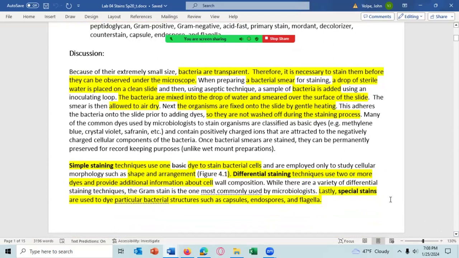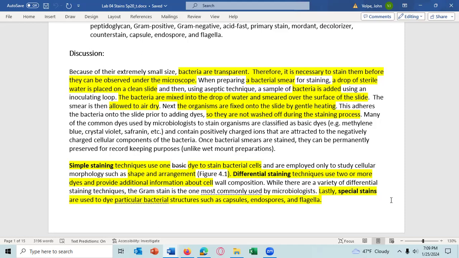All right, bacteria are essentially transparent. Therefore, in order to see them well under the microscope, they need to be stained. How you stain cells is first, you make a bacterial smear. How you make a bacterial smear is you put a drop of water on the slide. Then you add your cells in a loop, pretend this is a loop, and you only add a little bit of cells, and you mix it to the drop of water.